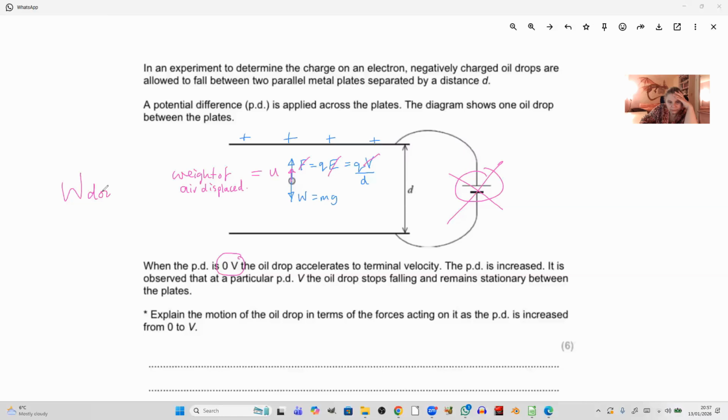W down and U up, and W is bigger than U, and you end up with acceleration, because you get a net force, so there is a resultant force, and because F equals ma, you'll get an acceleration. Right, now, why do we get a terminal velocity?